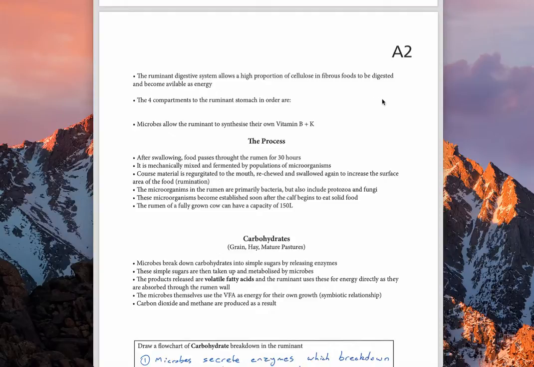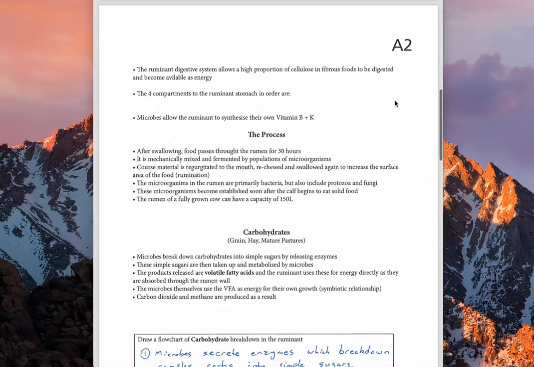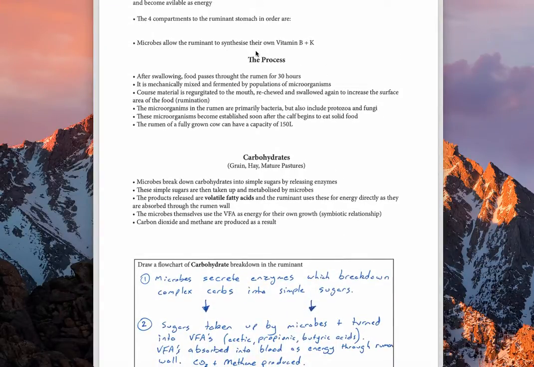So you should write in here, this bit here, the 4 compartments of the ruminant stomach in order are: rumen, reticulum, omasum, and abomasum, which you should know already. Microbes in the ruminant also allow synthesis, or creation, of vitamins B and K. So ruminants don't actually have to have much vitamin B and K in their diet. They can create it in their rumen and reticulum, which can't be done in the monogastric.